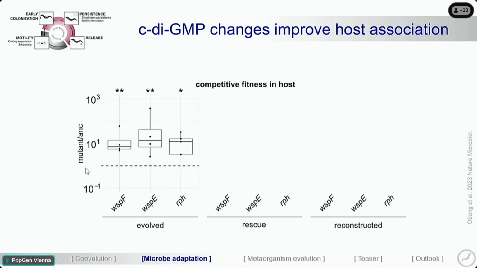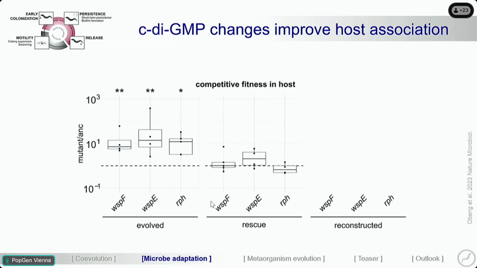We further evaluated the importance of cyclic di-GMP and these mutations by performing further competition experiments, where we always looked at the performance of a mutant versus the ancestor in the biphasic life cycle. Whenever you see a value above this dashed line, then the mutant performs better. And these are the clones that came out of the evolution experiment. Here the mutants perform better than the ancestor.